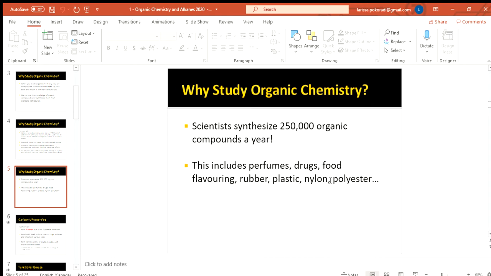And on this slide, we can see that the polyester and nylons you might wear are organic, plastic shopping bags, rubber, a lot of food flavorings, like fake menthol and things like that that you might use around the holidays. Those are all organic compounds.